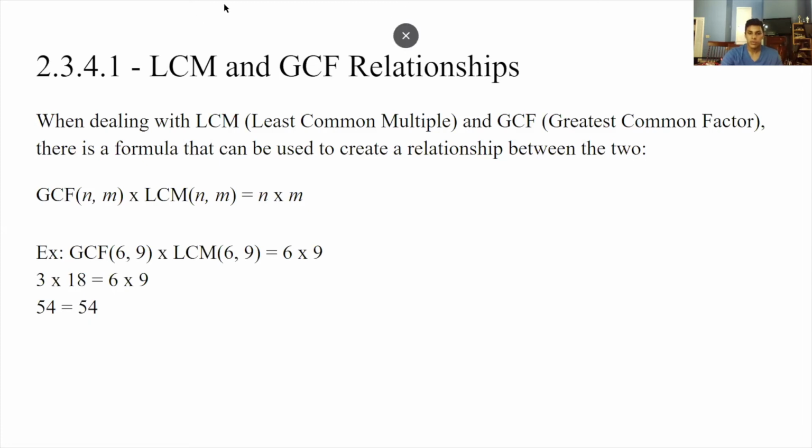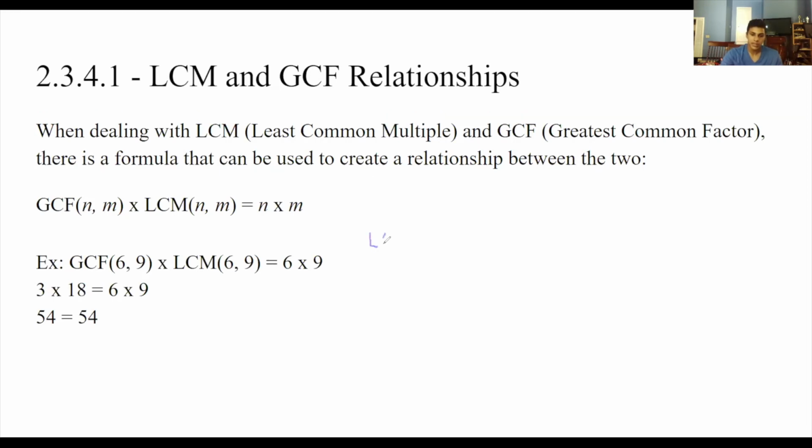Now, this formula would be used practically in an actual question. Say you knew what the LCM is, and you knew what the GCF is, and then you also knew what one of the numbers is. You could multiply the LCM times the GCF. And since you know that this equals the product of the two numbers, you could divide by the number that you already know, which we'll call n, and that will give you the value of m. You could just use it to find whatever value is missing, like you would in any algebraic equation.